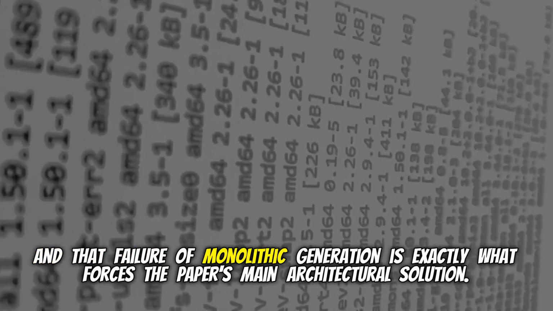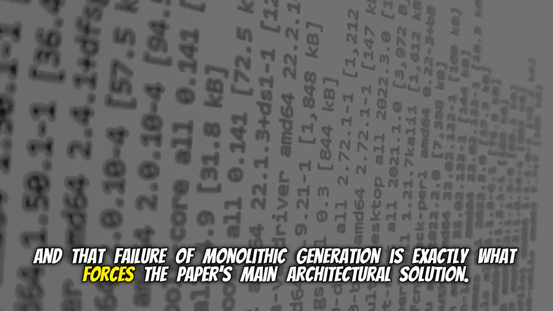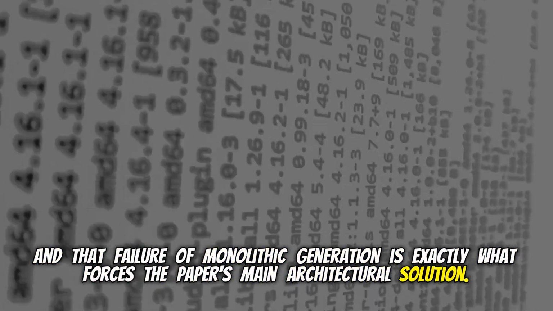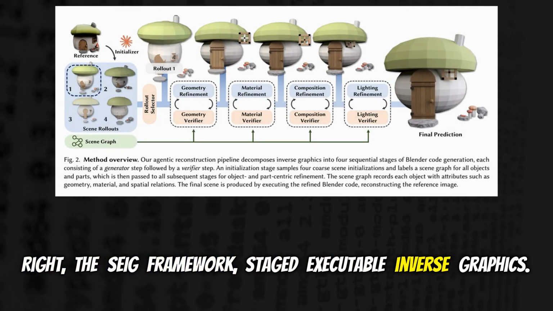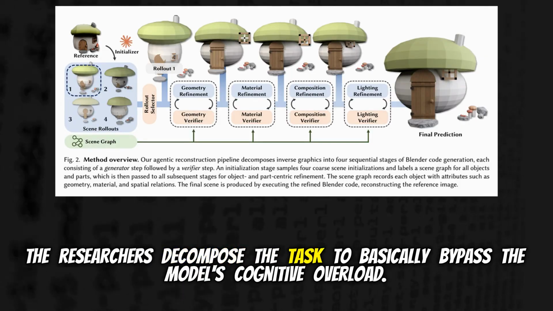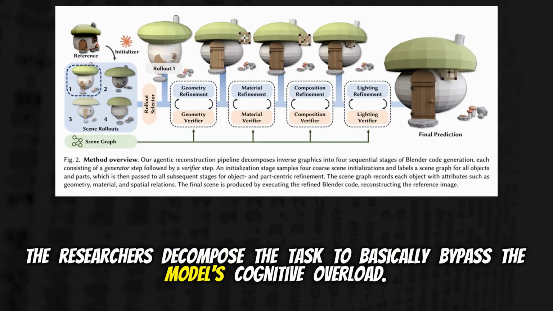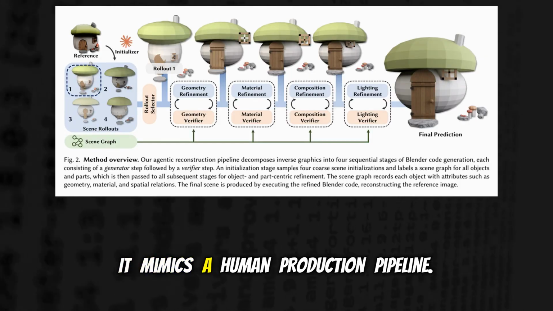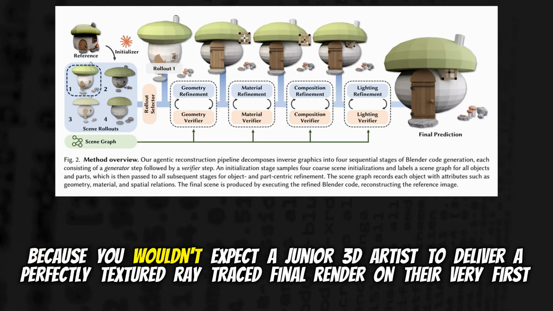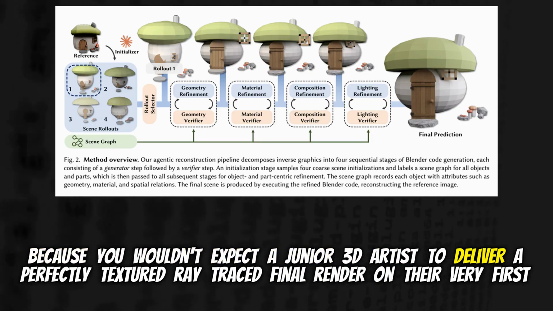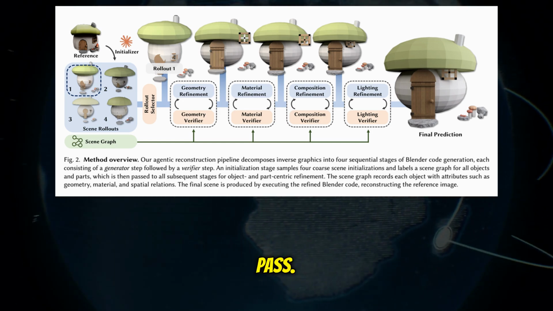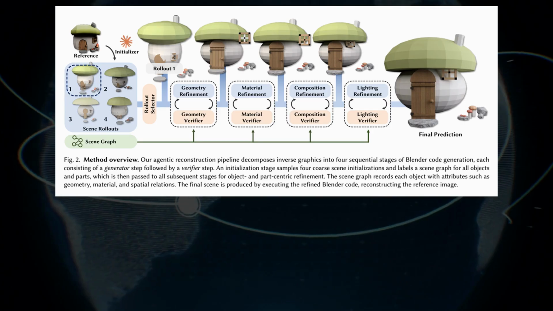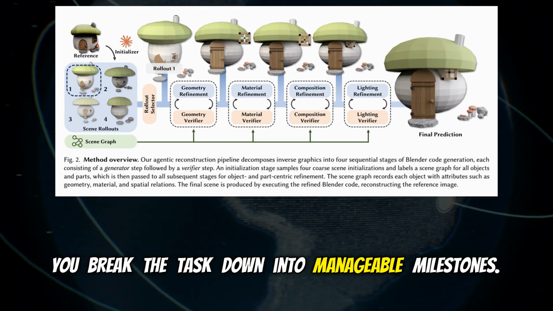And that failure of monolithic generation is exactly what forces the paper's main architectural solution. Right, the SEIG framework, staged executable inverse graphics. The researchers decompose the task to basically bypass the model's cognitive overload. It mimics a human production pipeline. Because you wouldn't expect a junior 3D artist to deliver a perfectly textured, ray-traced final render on their very first pass. Not unless there's some kind of prodigy. You break the task down into manageable milestones.